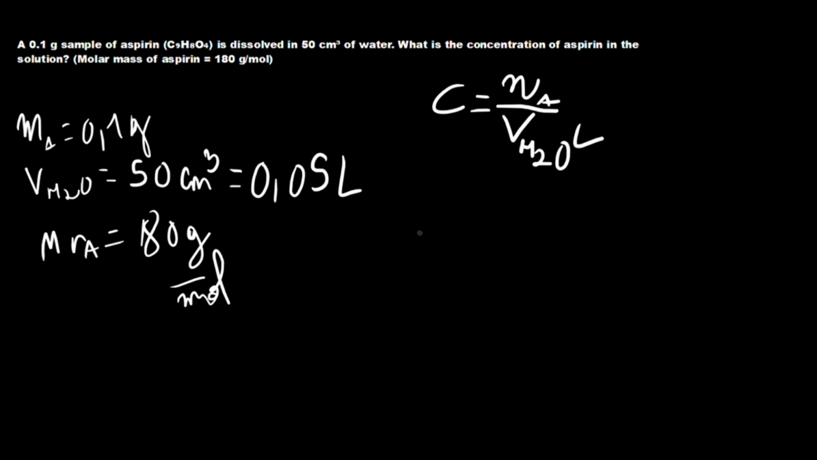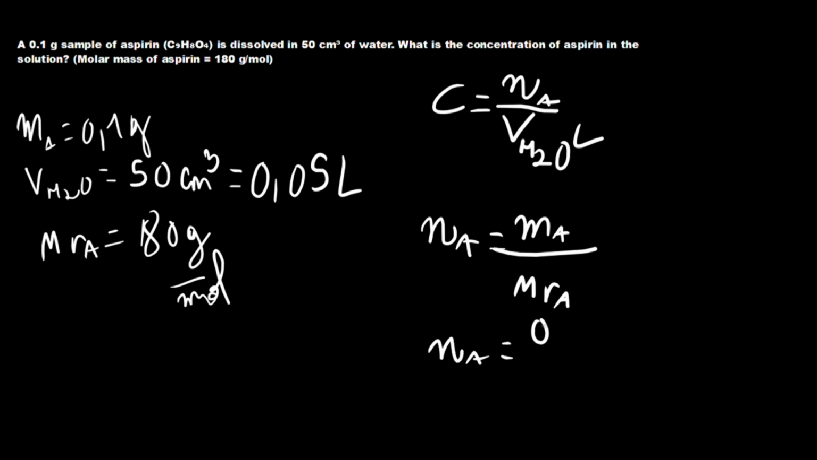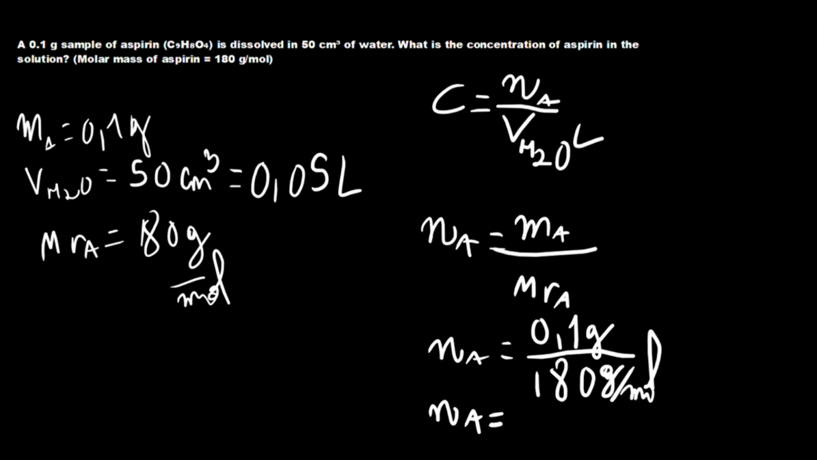And to do that, you simply have to divide the mass of aspirin by the molar mass of aspirin. So this equals 0.1 grams divided by 180 grams per mole. When you plug these values into a calculator, what you're gonna get is, let me just do it real fast.